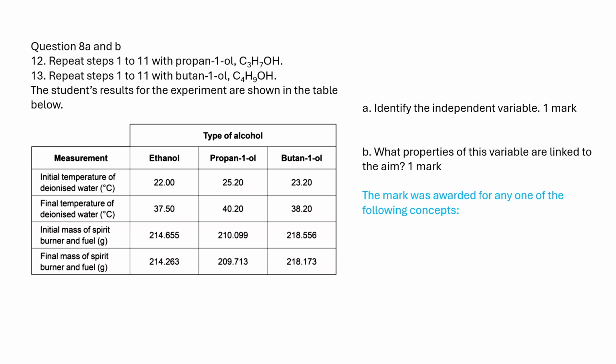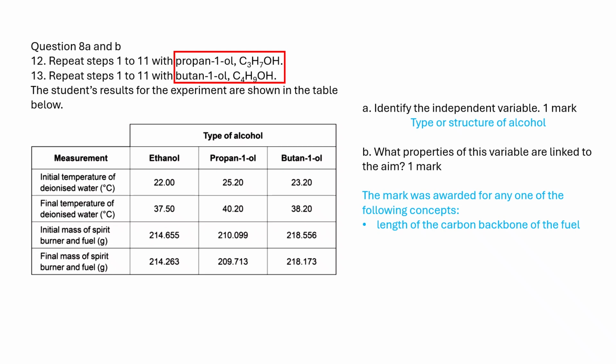Since we aim to determine how an alcohol's structure affects its molar heat of combustion, the type or structure of the alcohol is the independent variable. The key difference among the three alcohols used in this experiment is their number of carbon atoms. Therefore, the molar heat of combustion could be influenced by the length of the fuel's carbon backbone, the number of carbons present, or changes in the fuel's molar mass.